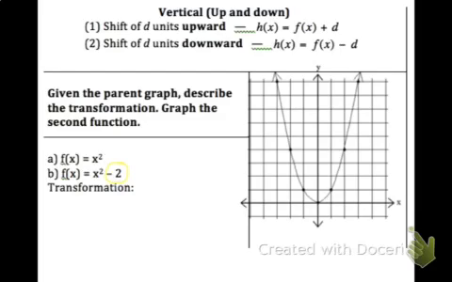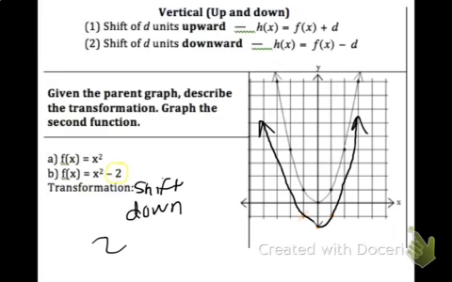So I'll start with my vertex, and I'm going to go down 1, 2, which is about here. And I'll do the same thing with the other 2 points, 1, 2, which is about here, 1, 2. So my new parabola looks like this. And again, it's not perfect, okay, but you're moving down 2 units this time. So you would describe it as shift down 2 units.